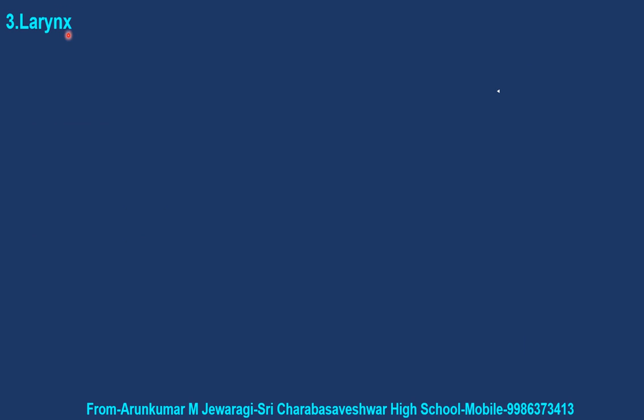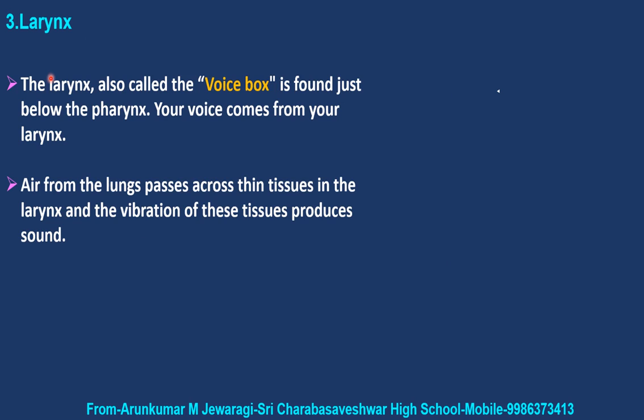So the next part of our respiratory system after the pharynx is the larynx. So the larynx is also called as what? Voice box, and is found just below the pharynx. Your voice comes from your larynx. All of our voices are going to be produced from which part of our respiratory system? It is going to be the larynx. So the larynx is also called the voice box of our throat, of our body.